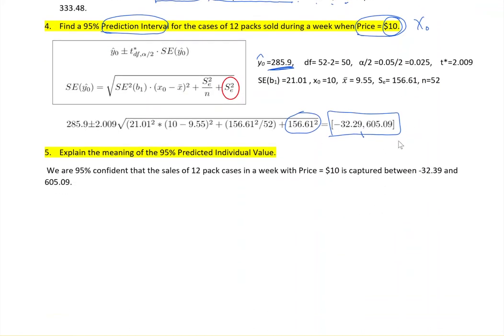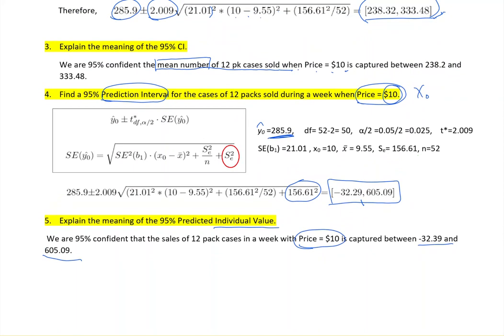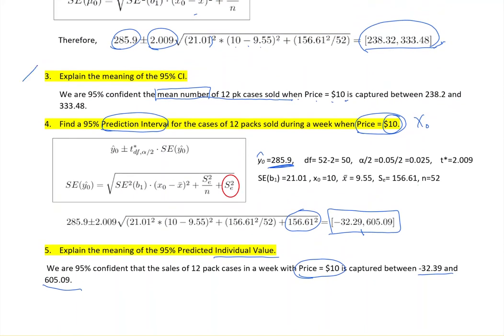So the next, once we have the confidence interval, we will be able to interpret it, right? So now be careful, we are not interpreting the mean value of y. We are doing it for the individual value, right? So we say we are 95% confident that the 12 packs cases sold in the 1 week with the price equals 10 is captured between this and this. Alright, so what's the difference between these two interpretations?